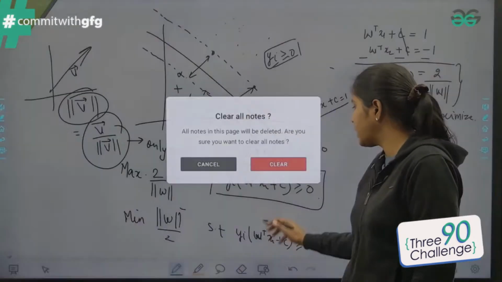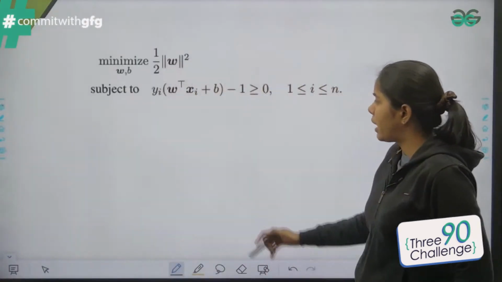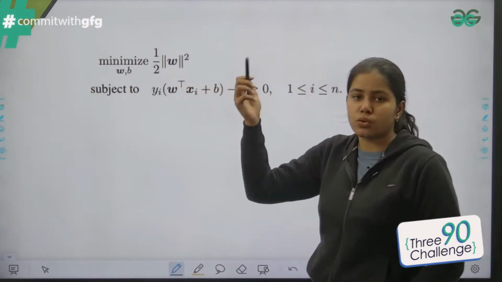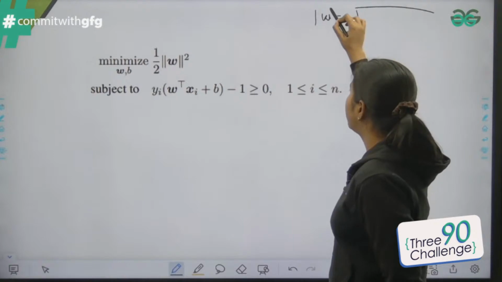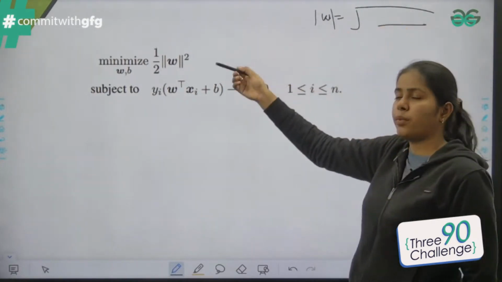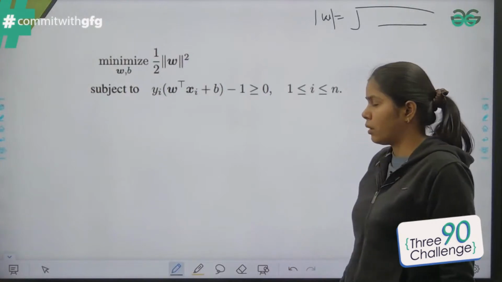Okay, so guys, this is all we have in SVM. Sometimes we usually minimize 1 by 2 norm of W square, because you told me that the magnitude formula is the square root of some function, right? So there may be a possibility that they would use the square, and that would work better for us.